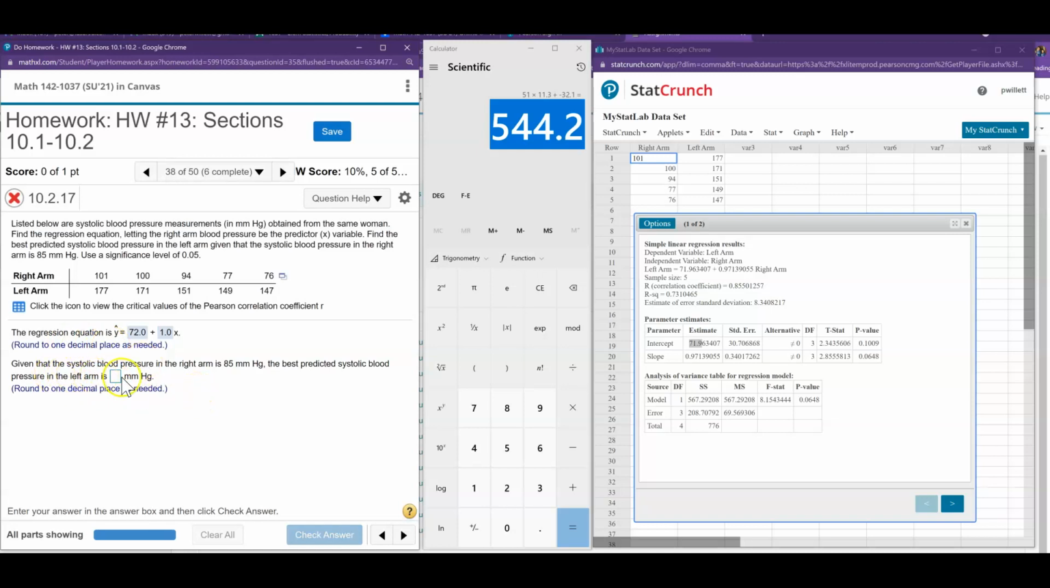Then it says, given the pressure in the right arm was 85, the best predicted model for the left arm is what? So the question again is, do we take this 85 value, stick that in for x, and see what the equation predicts, or do we not? Well, in this case, we got a p-value of 6.5%, and we're supposed to have a significance level of 5%. So that means that we are not going to accept the idea that there is a linear correlation and that this is the best model to use.